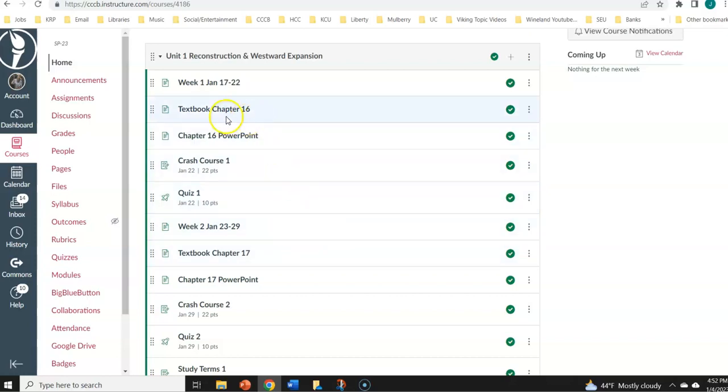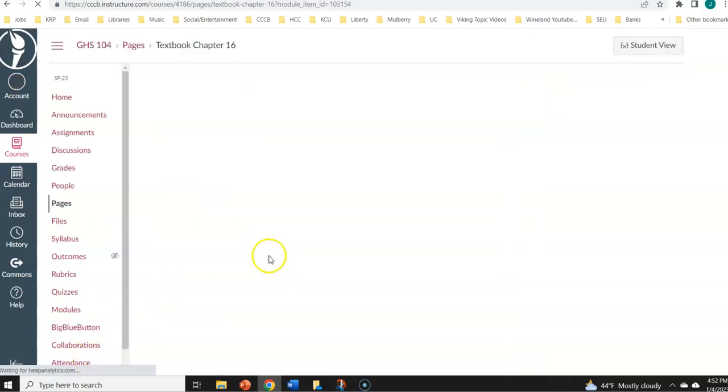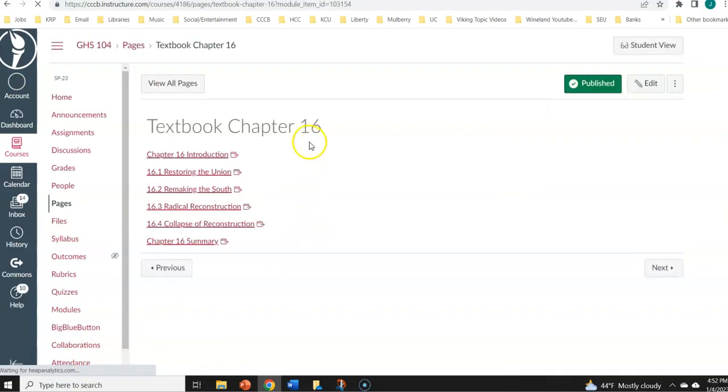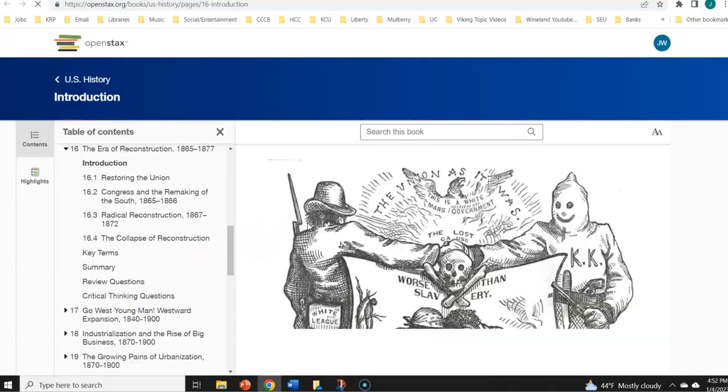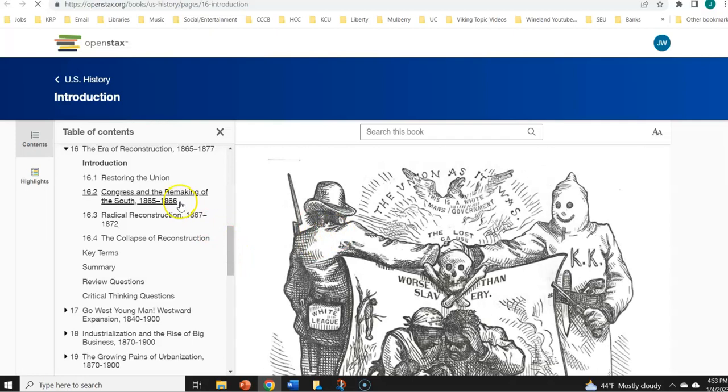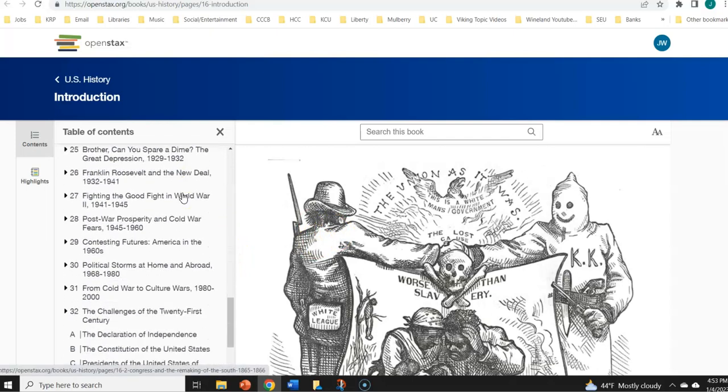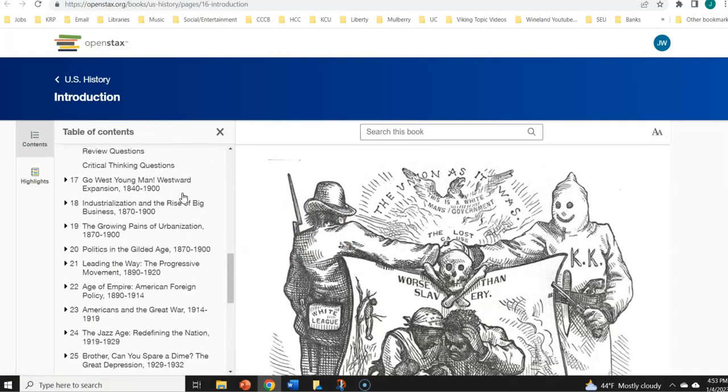All right, let's talk about the textbook first of all. Let's see if I can get this to work. My internet is a little bit slow today, but when you click on it, you see it's going to go to textbook chapter 16. If you click on that, it's going to take you to your textbook. Now, it might take a moment because my internet is a little slow, but there it is. Not too bad. So here is your textbook. Every chapter is listed here. You see that? And it's all free.